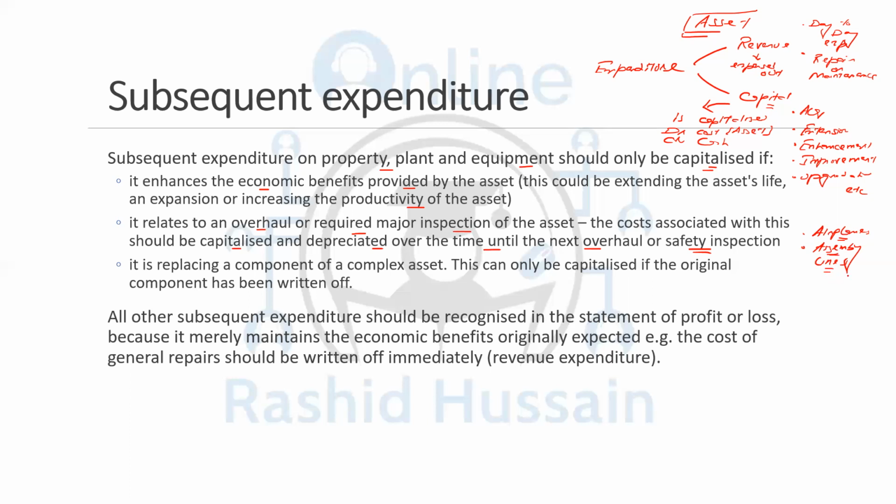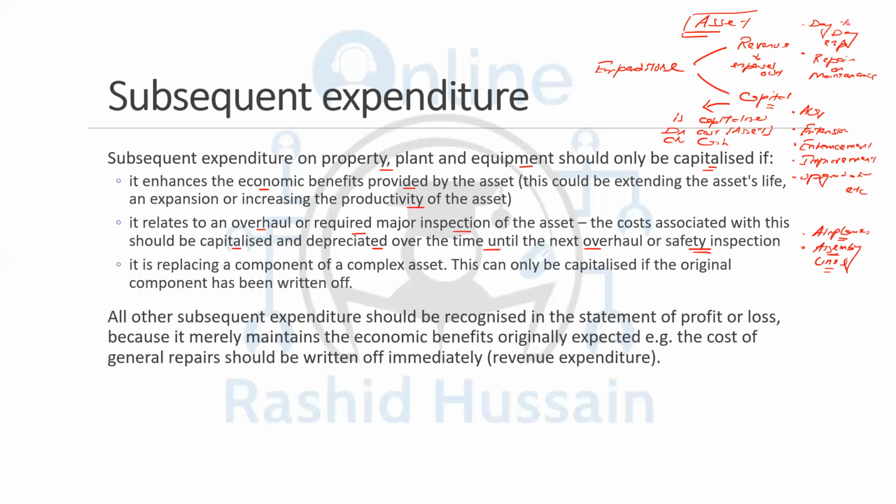Now you are not going to expense out this thing immediately. Instead, the standard says that you're going to capitalize that overhauling cost or the major inspection cost, and you are going to depreciate that thing over the overhaul period. Now, this makes complete sense.